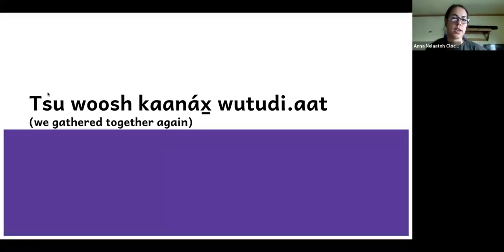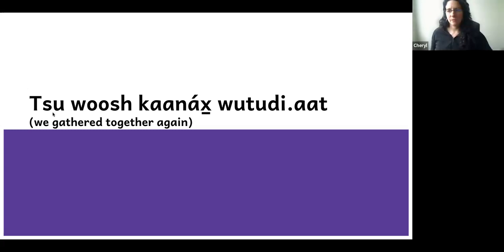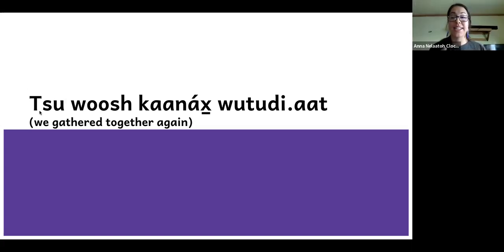And so jumping back to this phrase, it's the last word I'm showing you. It's the first word in the phrase. So everyone repeat after me. That's the part where I'm mentioning it, that it's happening again. So you notice the difference in word order. In English, we put again last. In Lingít, you put it first. So repeat the whole phrase after me. Tóoch kanach wutudaat.